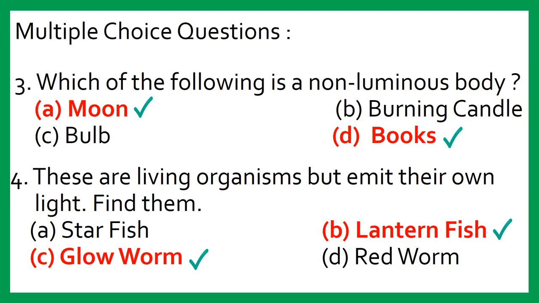The second set of questions are of multiple choice. Question number 3. Which of the following is a non-luminous body? After looking at all the options, we can clearly point out option A, moon, as well as option D, books. Both are non-luminous body.